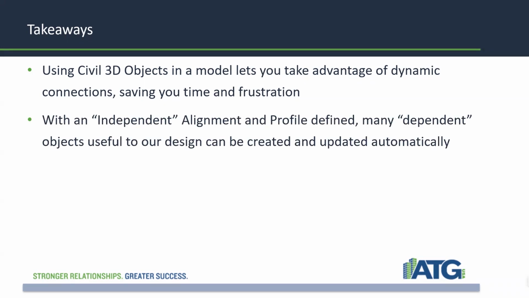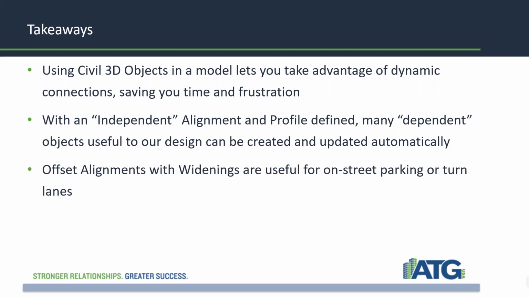When you're using an independent alignment and profile, you can create a lot of different dependent objects that are going to be useful to the design. That's your right-of-way, which you can sample against the existing surface, and then you can put that into, say, a corridor target to make sure that you're daylighting within your right-of-way. And you're not going to go be digging up some neighbor's land and get sued by them for it.